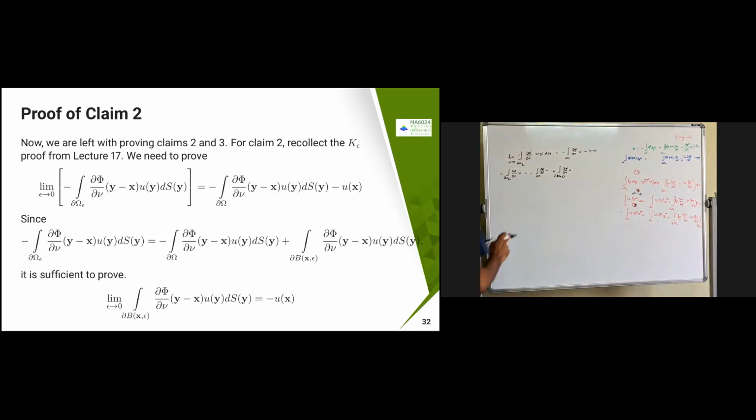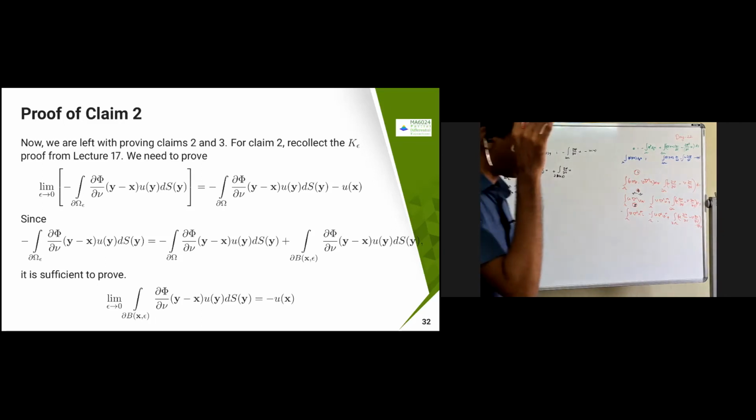Very simple. Omega epsilon is nothing but omega minus B of x comma epsilon. Therefore, omega is nothing but omega epsilon plus B of x comma epsilon. If I substitute this over here, the boundary becomes dou omega epsilon plus dou B of x comma epsilon, so that gives two integrals. Nothing complicated.